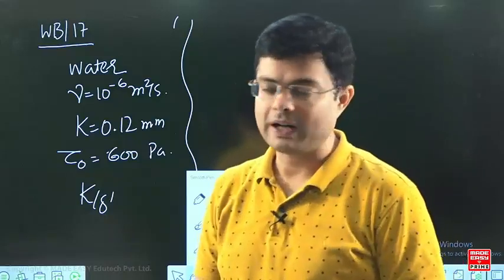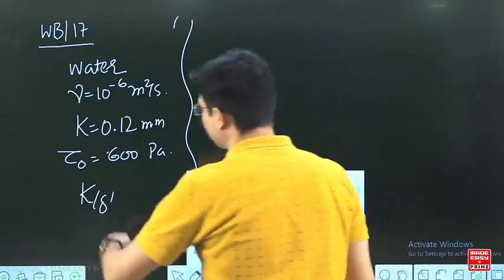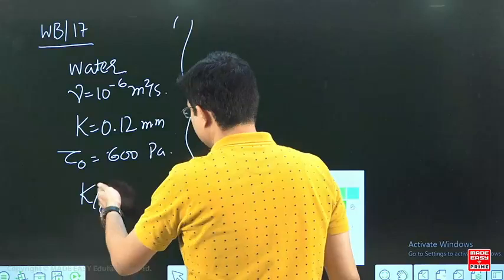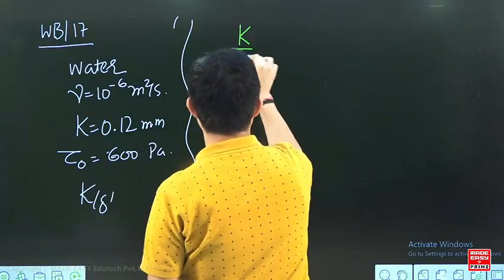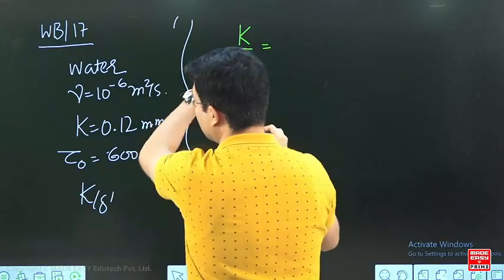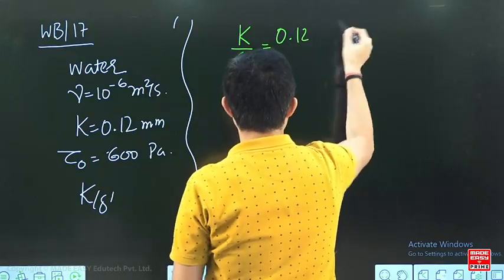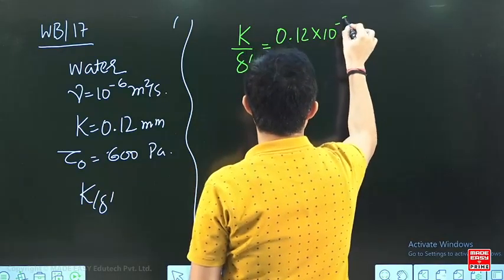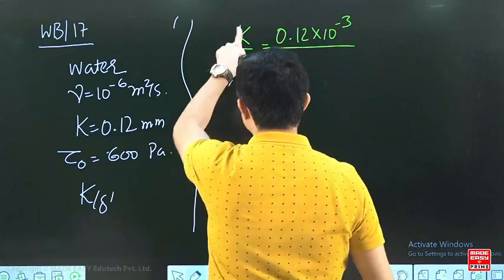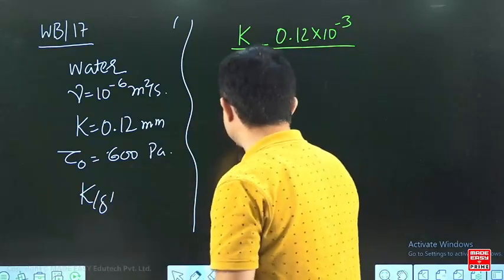It's a turbulent flow through a pipe. So he is asking you the value of k by delta dash. Let us find the value of k by delta dash. The value of k is already given, 0.12 mm. Put it in meters, 0.12 into 10 to the power minus 3, divided by delta dash. Delta dash you don't know.